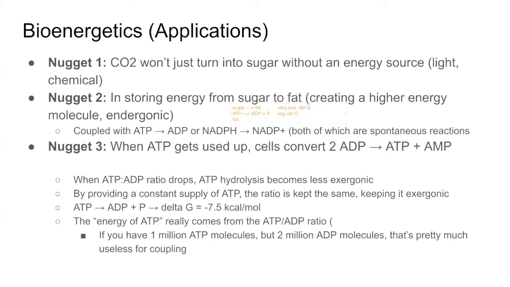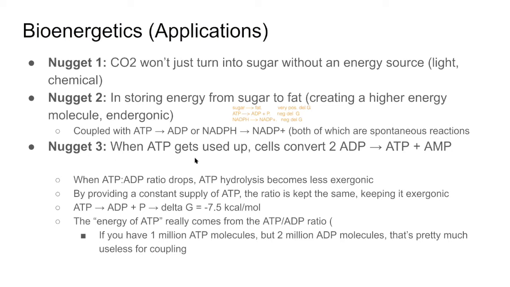And then also NADPH to NADP positive, which we'll go over soon, is also a negative delta G. And this overall net process, if you combine and couple them together, will make the production of fat from sugar actually net delta G negative. So something to keep in mind.